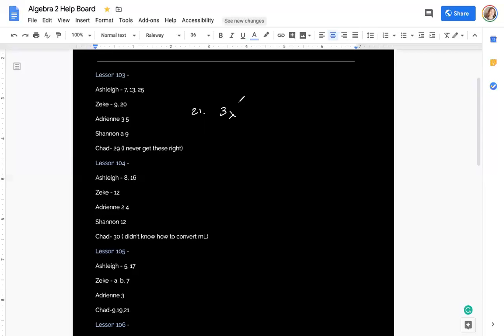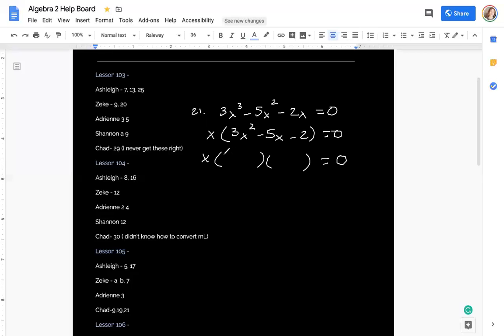3x cubed minus 5x squared minus 2x equals 0. You have to pull out an x here. See, it's common. So you're going to get 3x squared minus 5x minus 2 equals 0. And then you're going to factor after that. So these are the new problems. So 3x and x, 2 and 1. I would just pop the 2 here, the 1 here. You have to check your outer and inner. Make sure you get the middle.